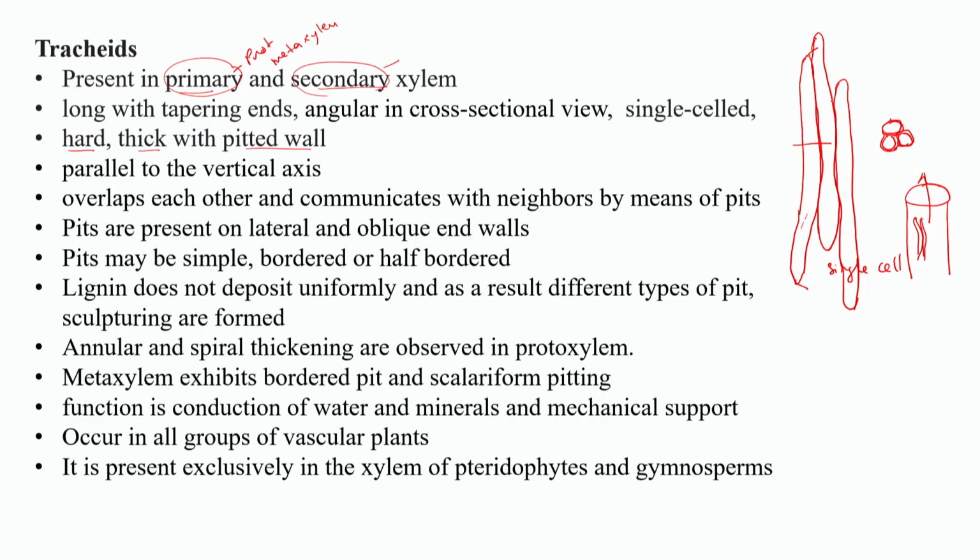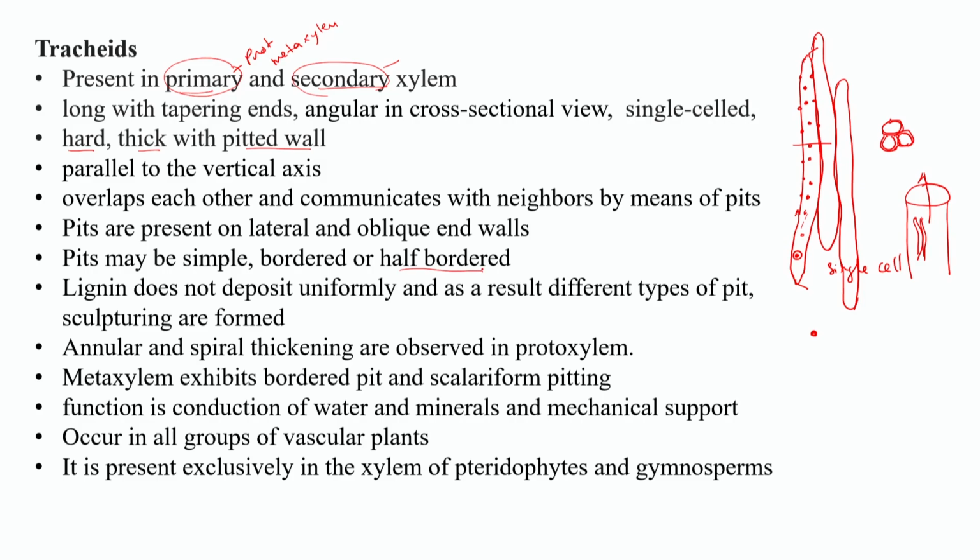Okay. So, they will overlap and they will be very adjacent to each other, and this overlapping will help them in communication. Now, they will have pits, and these pits will actually help in communication, but since they are lying very close together, they can easily move. Now, these pits will also be present on every side of the wall, every side of this xylem, and these pits may be simple pits, or they may be bordered pits.